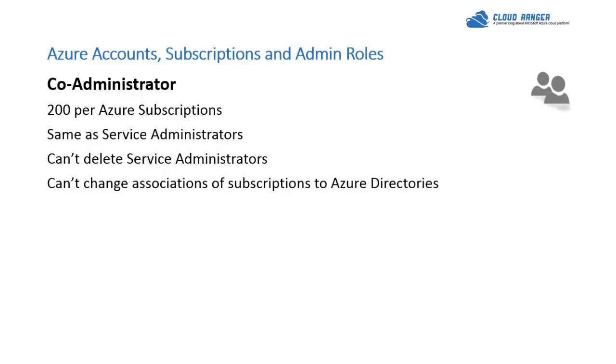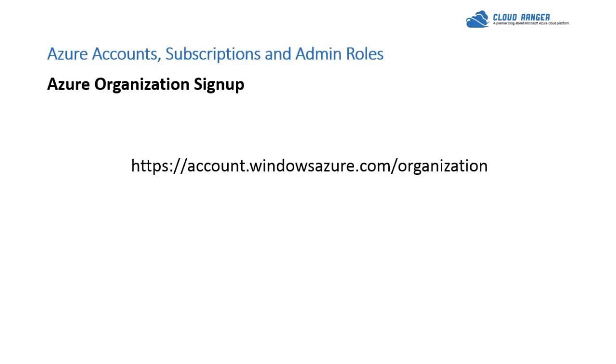And I'll show you how both are done: how you can subscribe or sign up for Windows Azure using your personal account. I'll also show you the portal where you can do that for an organization. And the URL for that is account.windowsazure.com/organization. And you can view what we do there or what is a little different there.